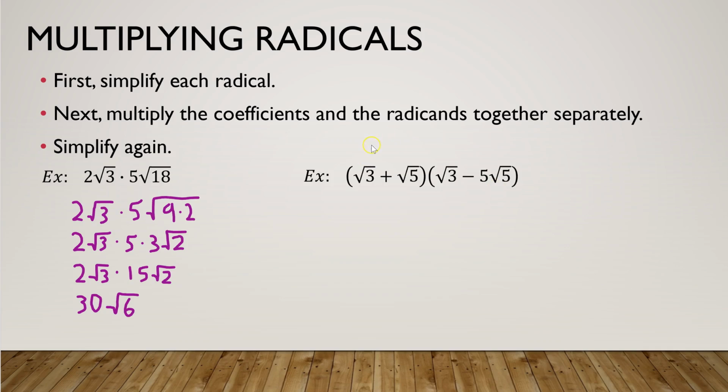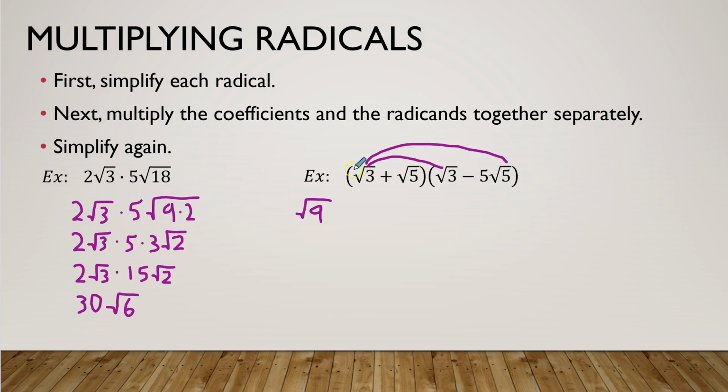So I'm going to need to multiply very carefully. Square root of 3 times square root of 3 is the square root of 9. So I'm doing the square root of 3 times the first term. Then I'm going to do square root of 3 times the next radical.